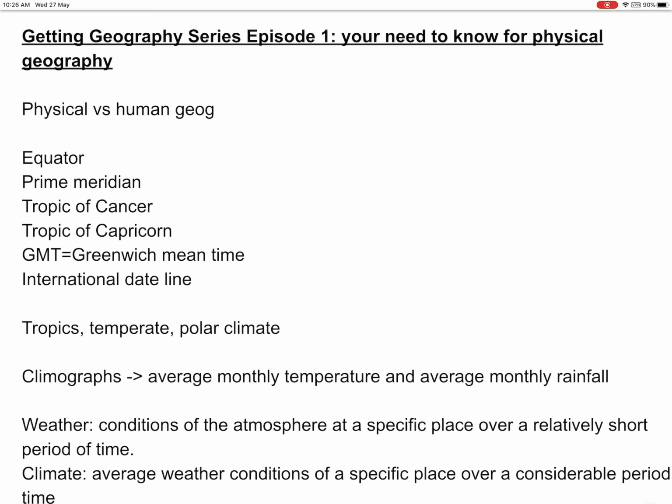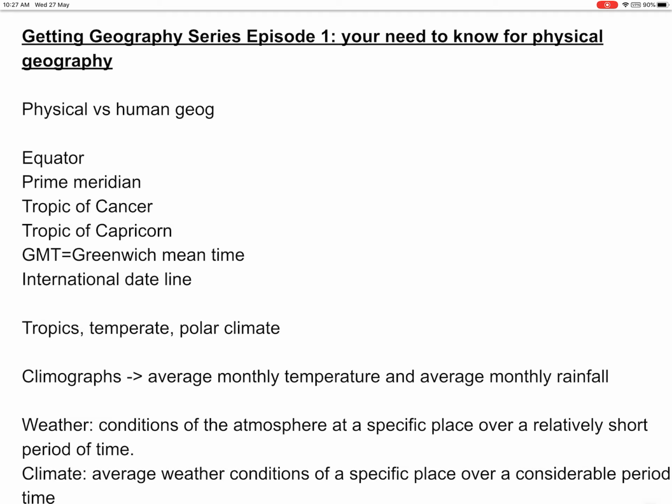So let's jump straight in. These are some important lines that you need to know. Equator, of course. Equator is at 0 degrees on the north to south. Prime meridian is 0 degrees east to west. Tropic of Cancer is 23.5 degrees north. Tropic of Capricorn is 23.5 degrees south.